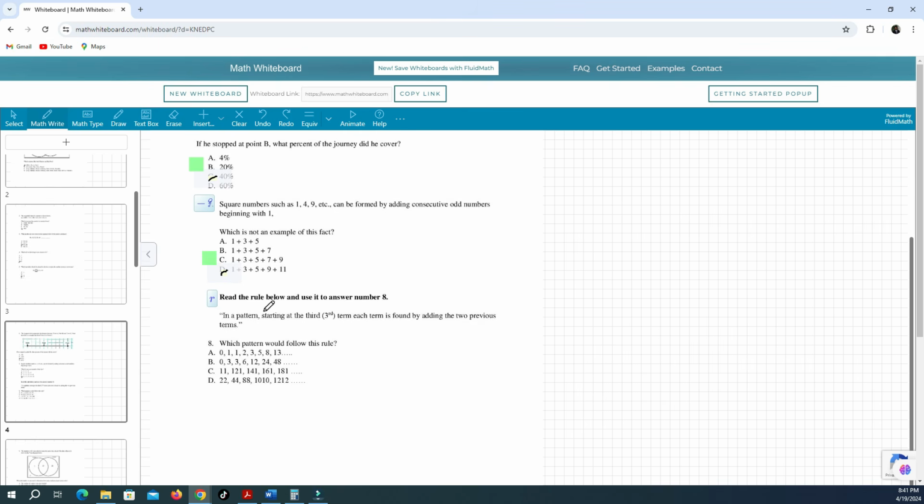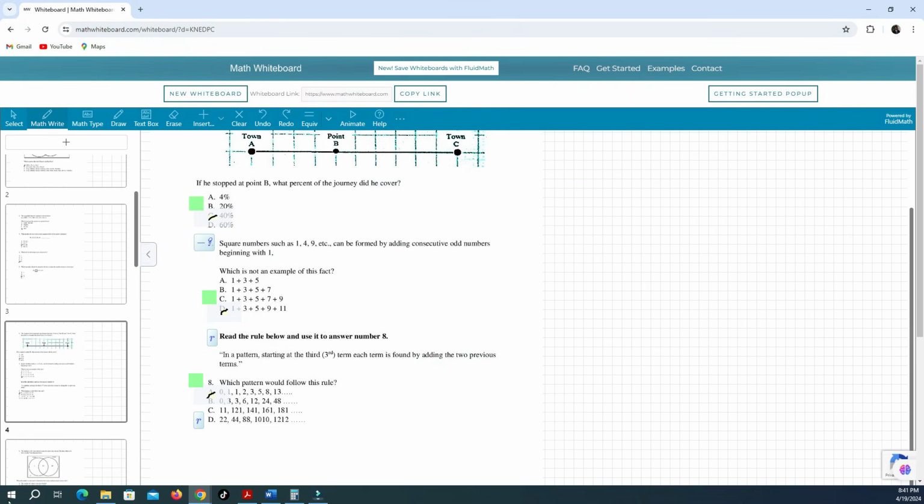Alright, so read the rule below and use it to answer number 8. In a pattern starting in the third term, each term is found by adding the 2 previous terms. So this is a third term. So 0 and 1 is 1, 1 and 1 is 2, 2 and 1, 3, 3 and 2, 5, 5 and 3, 8, 8 and 5, 13. So this is correct. So I know the answer is B. I don't have to go any further.